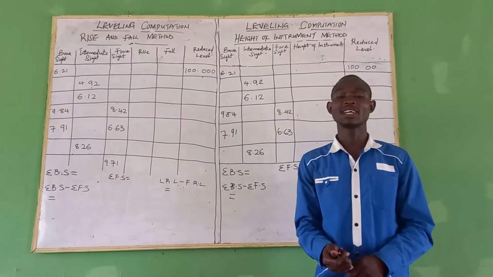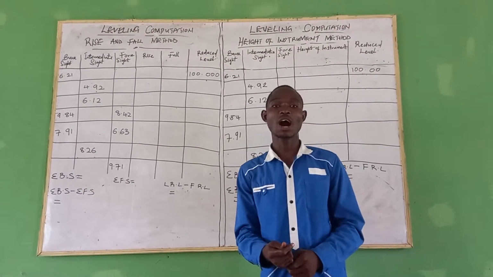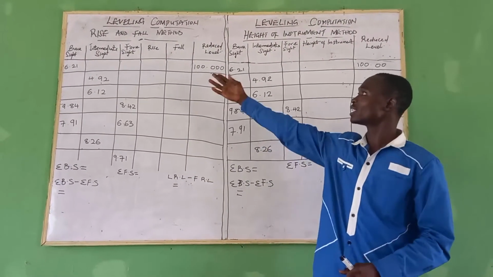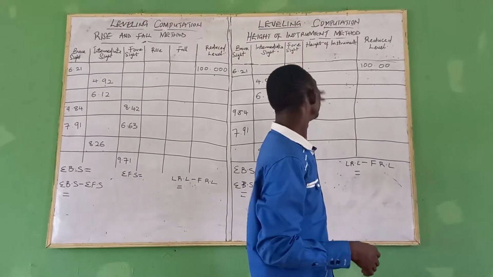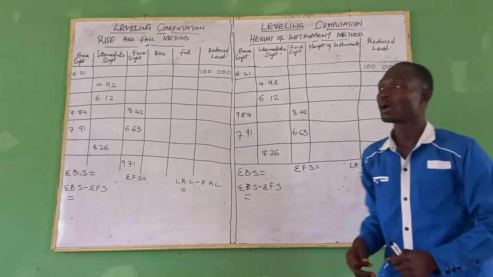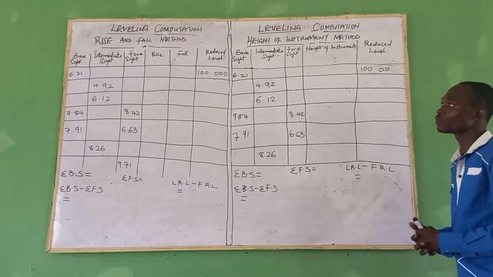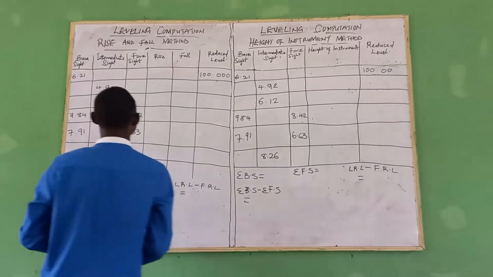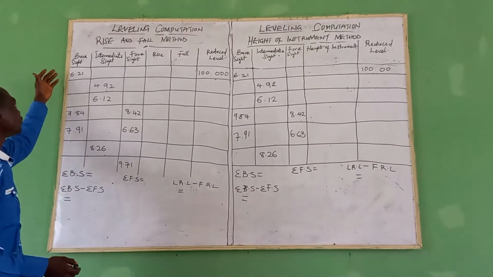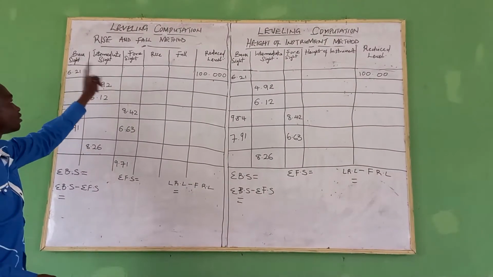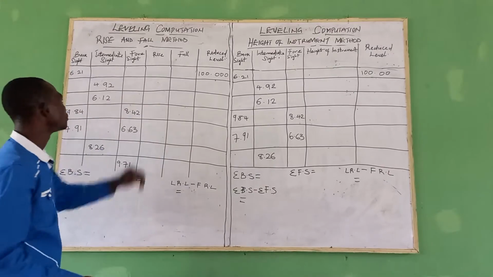Hello, welcome back. Today I'll be showing you how to calculate leveling using the rise and fall method and the height of instrument method. Height of instrument method can also be called the collimation method. Here we have the table for the rise and fall method. We have a list of columns here: back sides, intermediate side, fore side, rise, fall, reduced level.